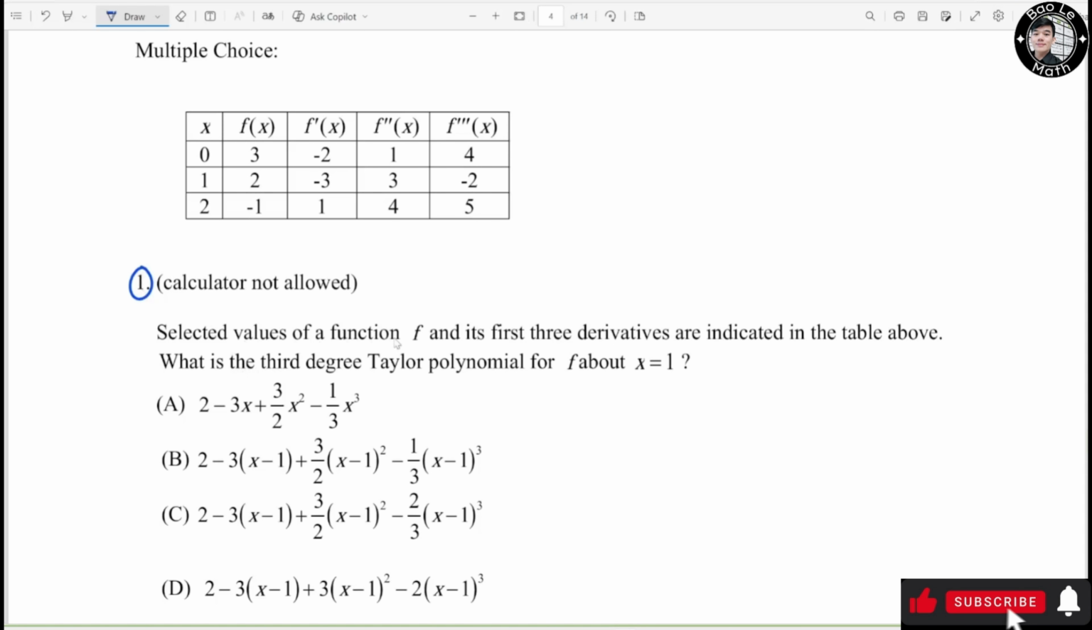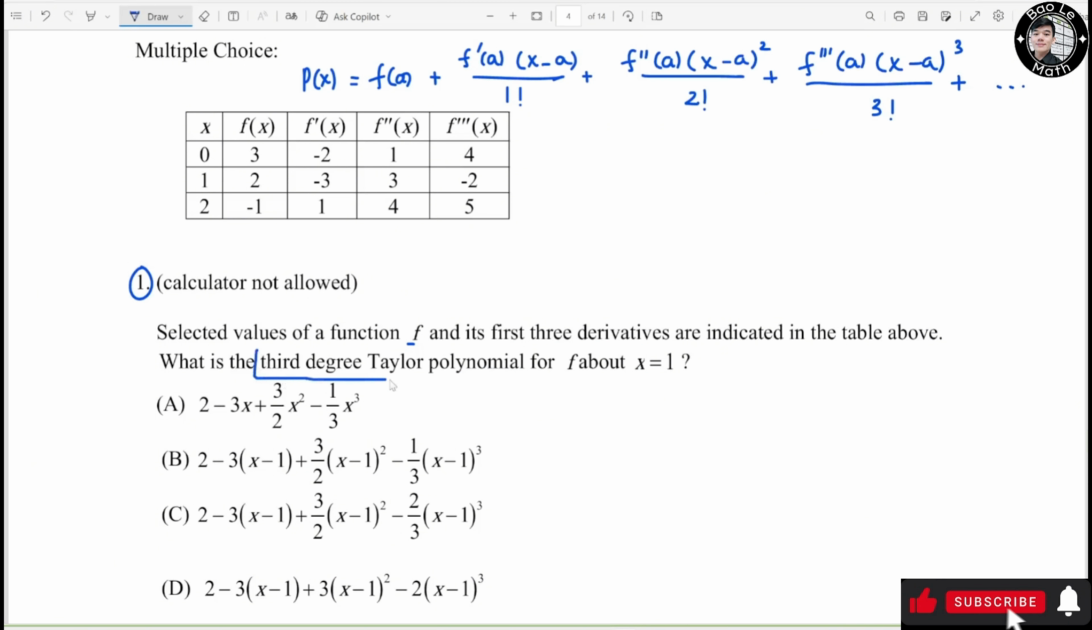The values of a function f and its first three derivatives are indicated in the table above. What is the third degree Taylor polynomial for f about x equals 1? The question wants you to find the third degree Taylor polynomial. Alright, so we're going to start right here. The center at x equals 1 tells us that a equals 1. So we have P3, because we start at 3.